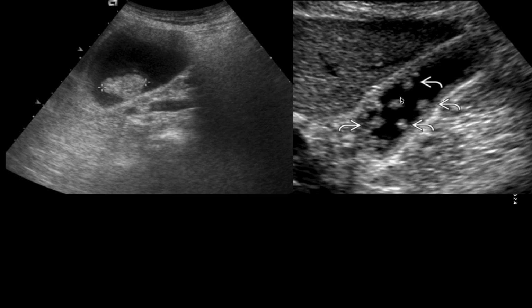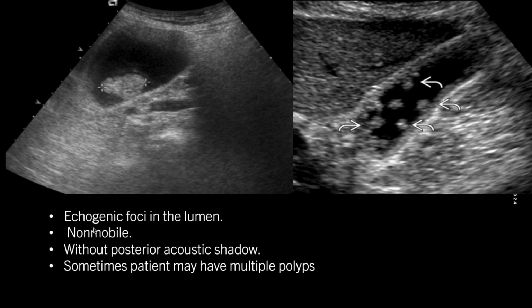So this is another image of a gallbladder polyp. The non-mobile hyperechoic structure without posterior acoustic shadow is a gallbladder polyp. If we see a single gallbladder polyp, then we have to search for other polyps, because sometimes a patient can have multiple gallbladder polyps. There are multiple polyps in the anterior gallbladder wall as well as the posterior gallbladder wall. So a non-mobile echogenic focus without posterior acoustic shadow in the gallbladder lumen is a gallbladder polyp.